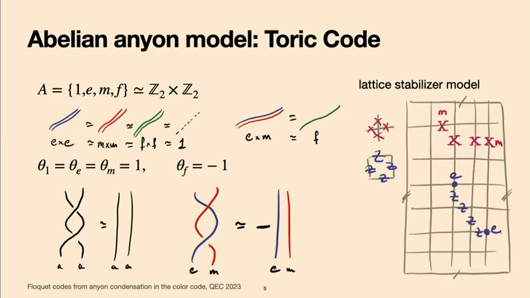And the toric stabilizer model is a specific lattice realization where you can think about certain strings of Pauli operators mimicking the behavior of these world lines that are defined abstractly on the left-hand side when they act on the code state of this stabilizer code.